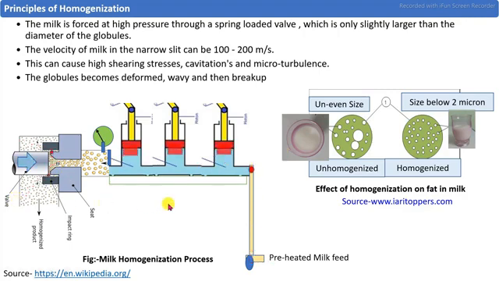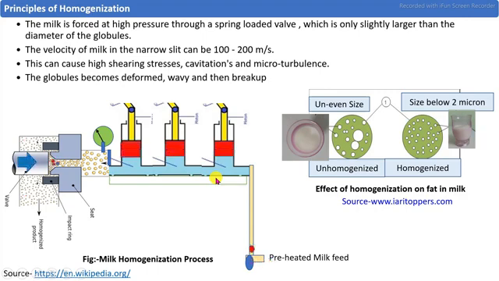The basic production process of homogenization. The homogenization treatment is carried out in between the pasteurization or sterilization treatment, that means in between the heat treatments. In the basic steps, first the milk is preheated up to 60 to 70 degrees Celsius and then fed into the homogenizer.